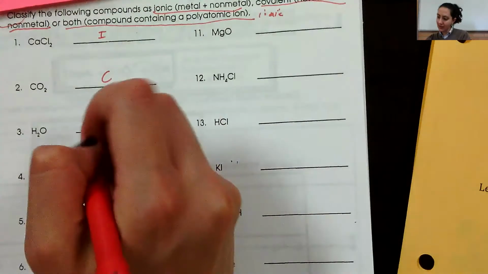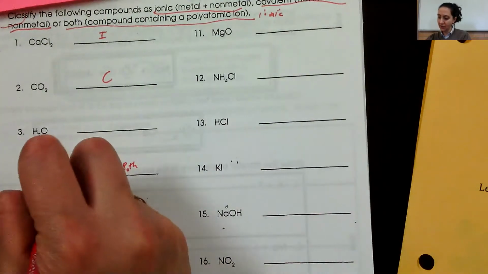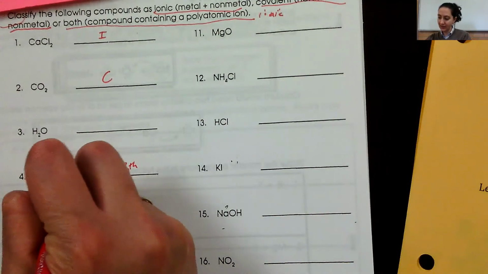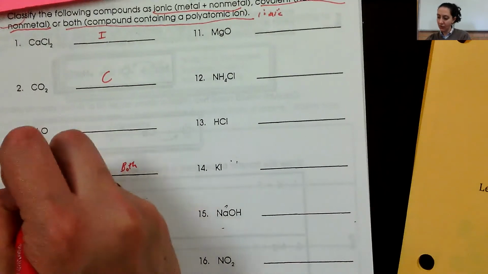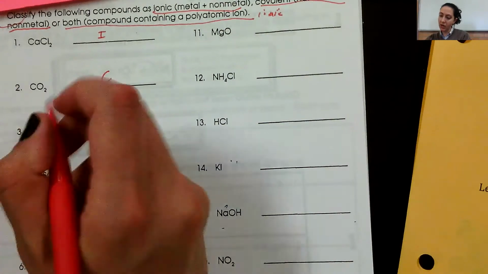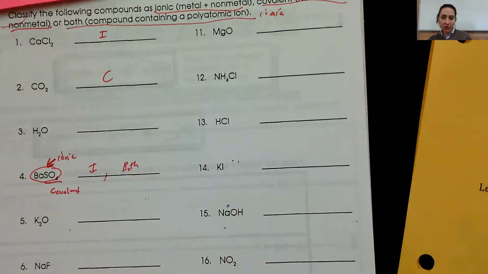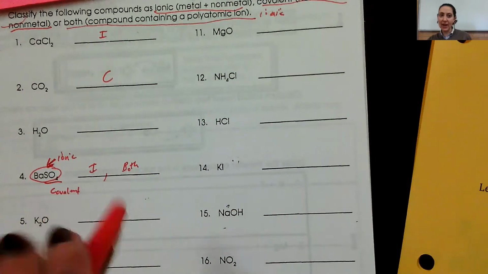Barium sulfate is ionic, but you can also think of it as both because sulfate is covalent. But the overall molecule, the overall compound, is ionic. Okay, so I think you can go through these pretty quickly and come up with ionic versus covalent.